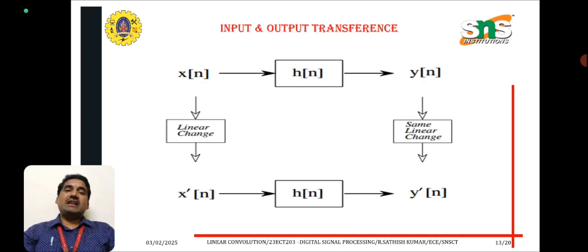And then this is the input and output transference: when x of n is applied to the impulse response, it produces the output y of n. When we apply the linear change x dash of n to the impulse response, it produces the output y dash of n.